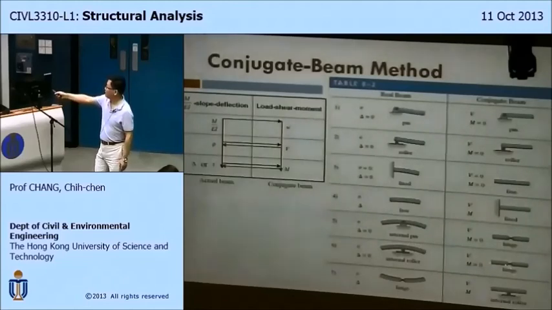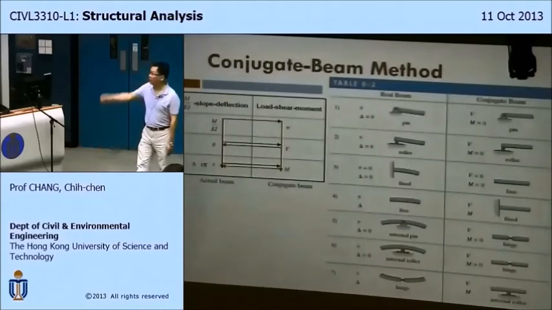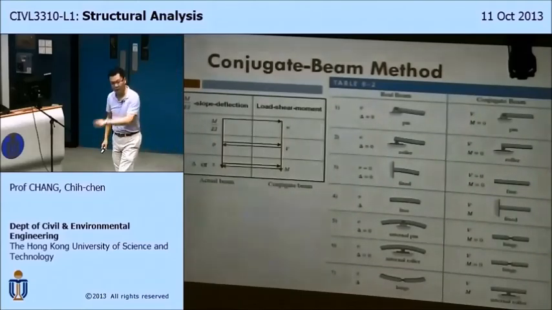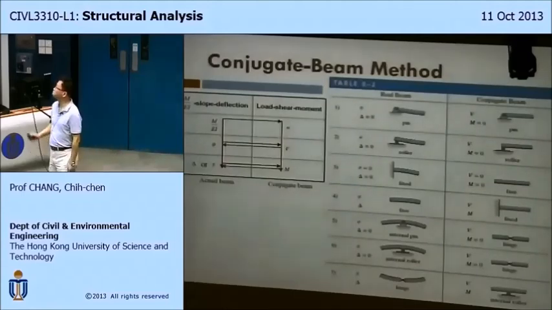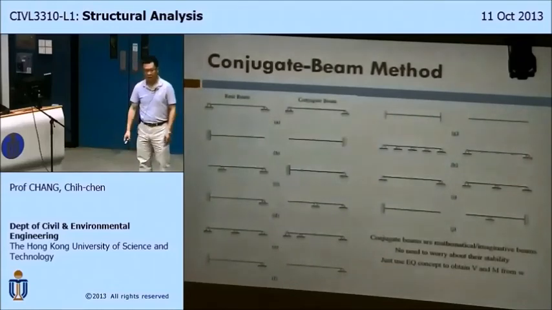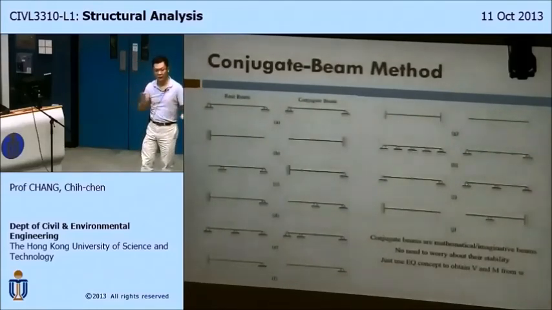Internal roller becomes internal hinge, and internal hinge becomes internal roller. So they all just follow straight from the lower two relationships between real beam and conjugate beam. So these are some examples of real and conjugate beam pairs.